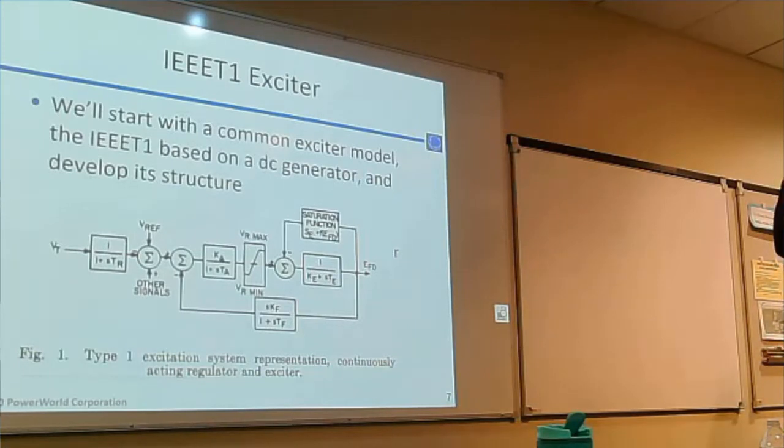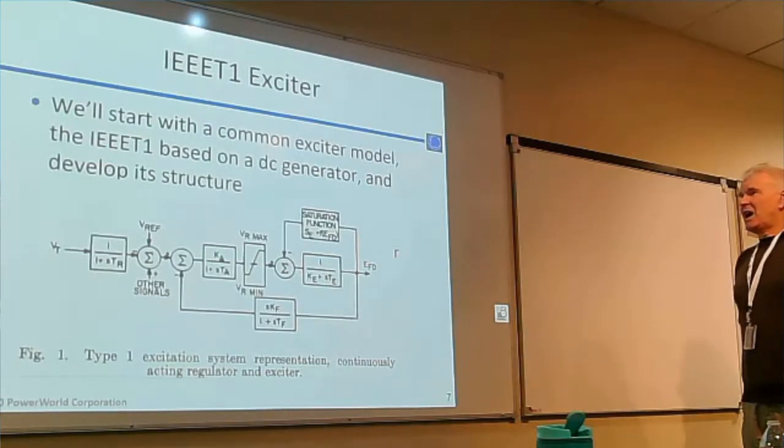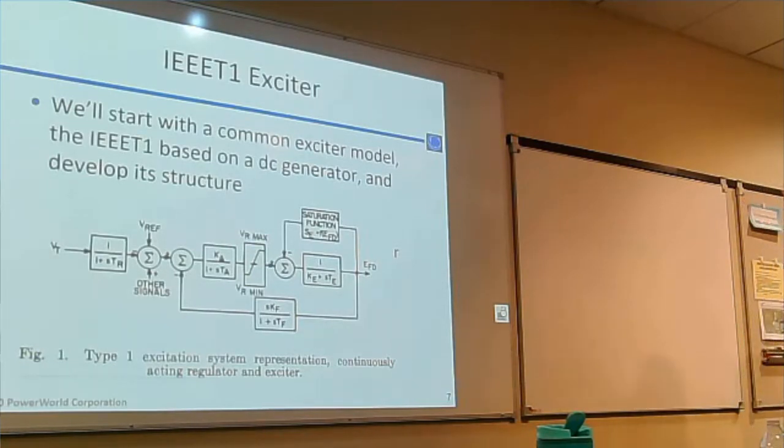How many folks are pretty familiar with block diagrams? Okay, so some of you are, some of you aren't. I'll go through block diagrams, but when we talk about models in power system dynamics, usually we express them in terms of block diagrams. And this is a very common exciter. It's an older exciter, the IEEET1. It was standardized in a paper from 1968, and represents an exciter based on a DC generator. I'll go through on the next few slides and tell you what these different blocks mean.